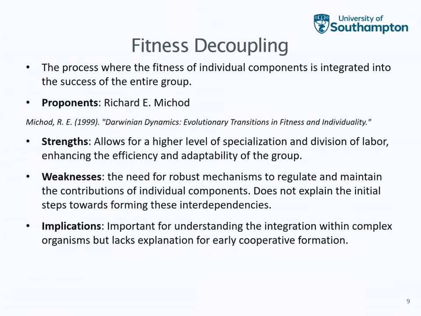Another viewpoint is fitness decoupling, proposed by Richard Michod. This is a process where the fitness of individual components is integrated into the success of the entire group. It has the strength of allowing for a higher level of specialization and division of labor. Of course, it has some weakness too, and the most obvious one is that it does not explain the initial steps toward forming these interdependent relationships between entities.